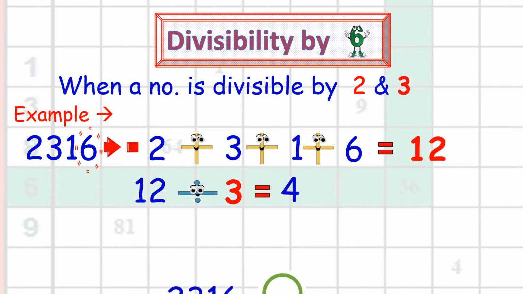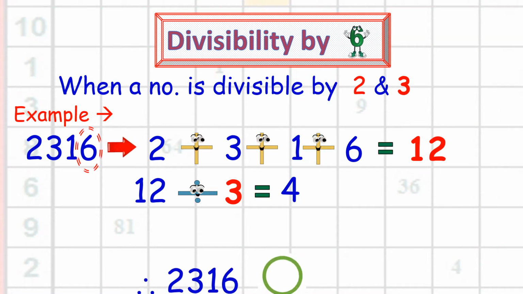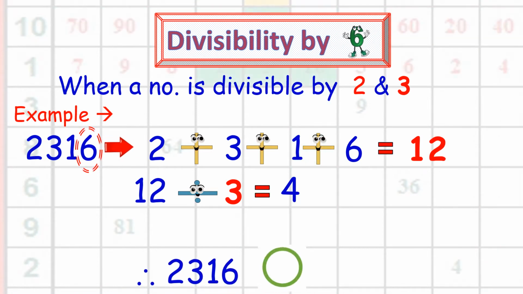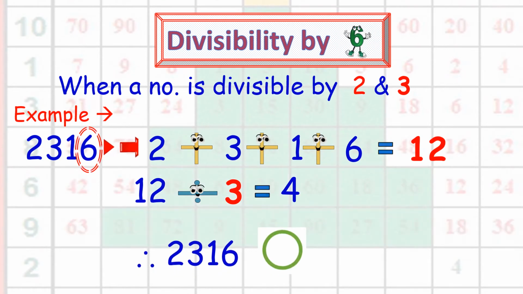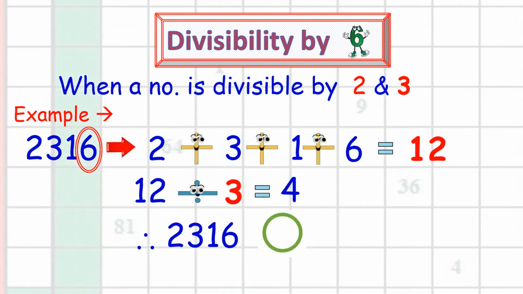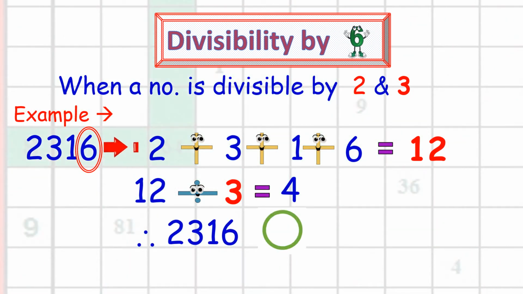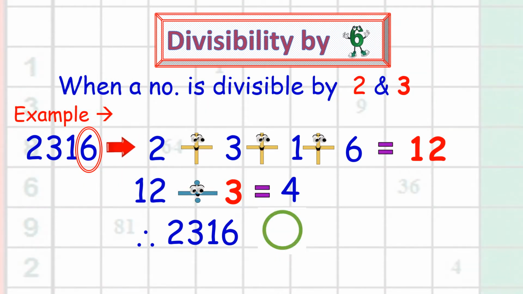Now let us consider the same number and check the last digit. Now the last digit is an even number, that means it is divisible by 2. So 2316 is divisible by both 2 and 3, and hence it is divisible by 6.